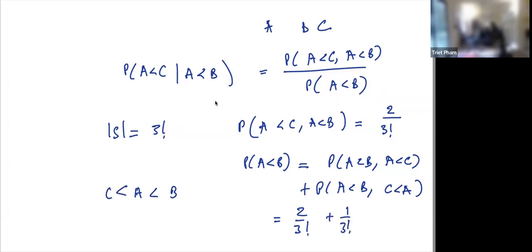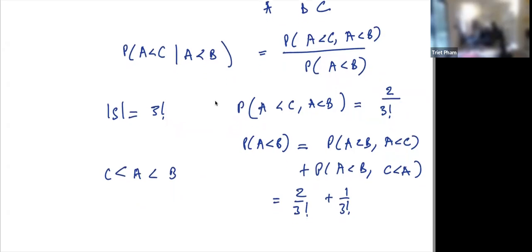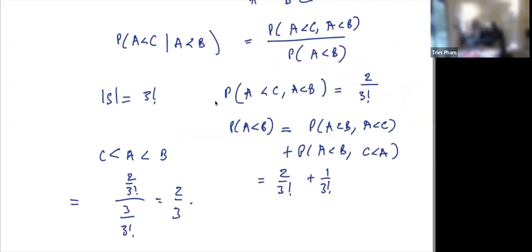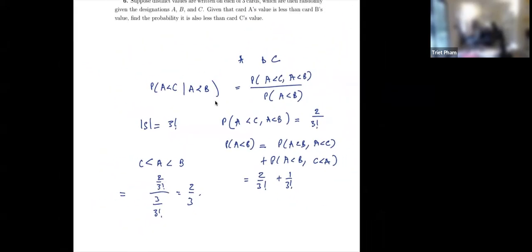Thank you. Very good. So the final answer will be 2 over 3 factorial divided by 3 over 3 factorial, which simplifies to 2/3, but whatever. All right, good, very good. Any question?